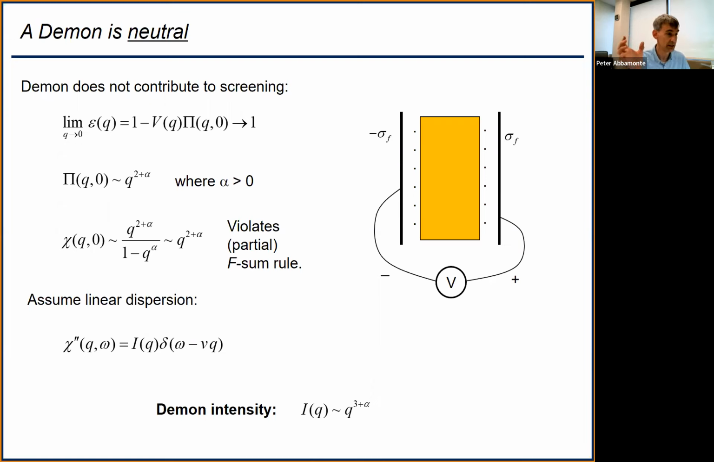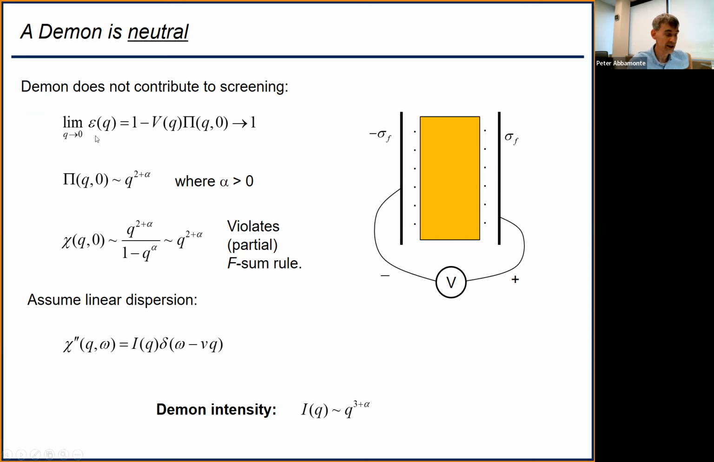But the consequence of that is, if I took a hunk of material, let's suppose it just had a demon in it and didn't have a plasmon, that material would not be able to screen. If I took a demon and put it inside a capacitor, with plates on the two sides, this demon would not be able to generate an E field that counteracts the one from the capacitor. Because if I move electrons from one band in one direction, electrons from the other band would go in the opposite direction. I don't have any way of building up bound charge on the surface.